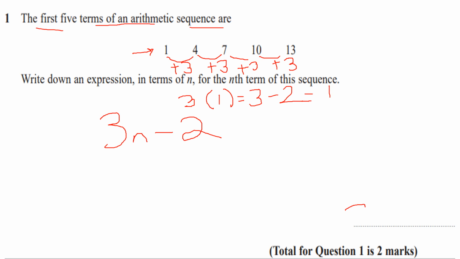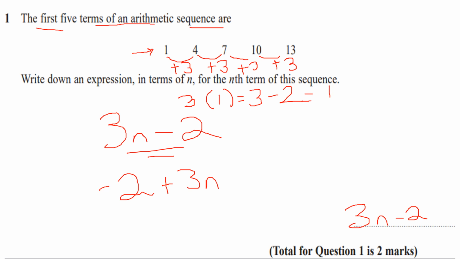So the answer is 3n minus 2 or minus 2 plus 3n. Either convention is appropriate, they both mean the exact same thing. This is what I call my nth term, and I can use an nth term to work out any value in my sequence. So if I'm looking for the 50th term, I would sub in n equals 50. So 3 lots of 50 is 150, and then minus 2 is 148.